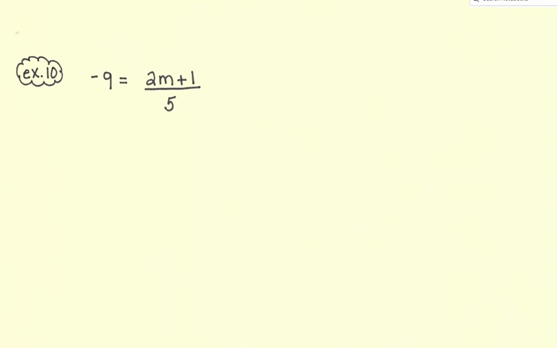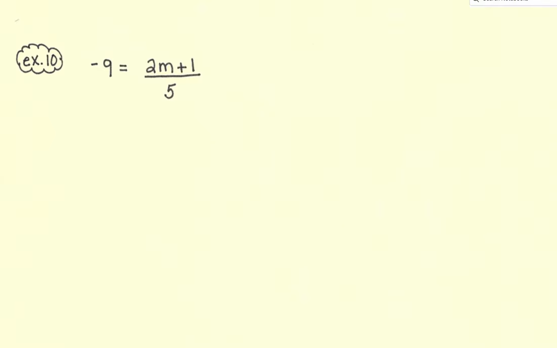Okay, example 10. And this is one where they kind of flipped the sides on you. And if you would prefer to rewrite this as 2m plus 1 over 5 equals negative 9, I mean, if you feel more comfortable, you certainly could work it that way. Now, why don't you pause the video and try and see how you do.